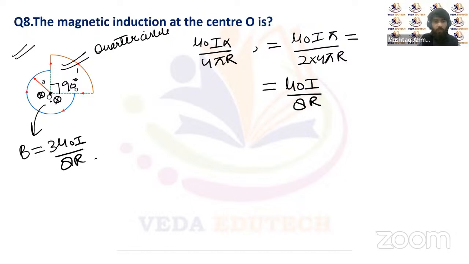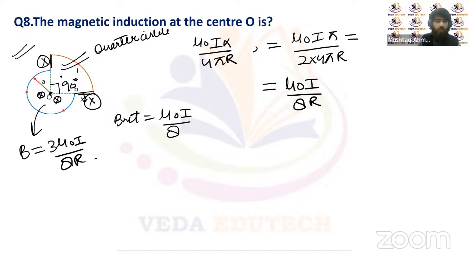So the net magnetic field at the center will be B net, and the magnetic field because of these two small wires will be zero, because the angle between the center and the current element of these two wires is actually zero. So sine of zero is zero. So there will be no magnetic field contributed by these two line segments here. So the B net here will be equal to mu naught I upon 8R.